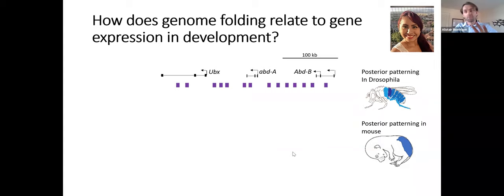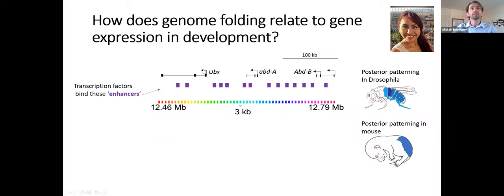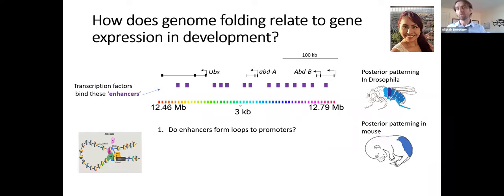And what we know from over 50 years of beautiful genetics is that the expression of these genes is controlled by transcription factors that bind at a bunch of very nicely genetically mapped, tediously mapped sites that are distributed throughout the domain. And we tiled this domain to image the structure and see how it relates to expression in development. What Leslie wanted to understand is, first, from a simple mechanistic point of view, do these enhancers form loops to the promoter like we draw them in our textbook?